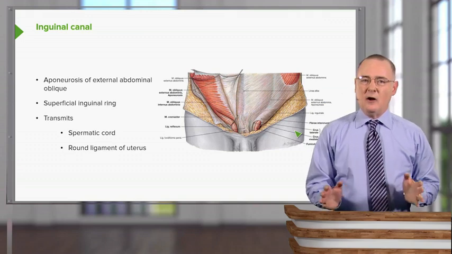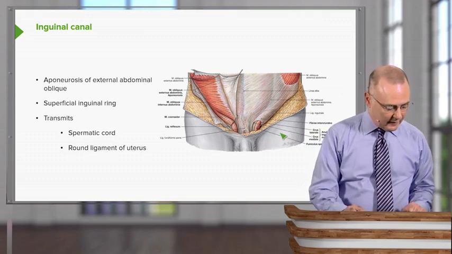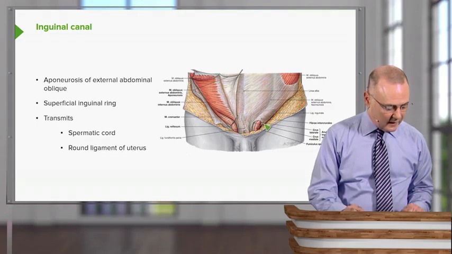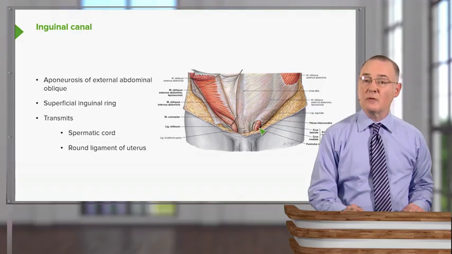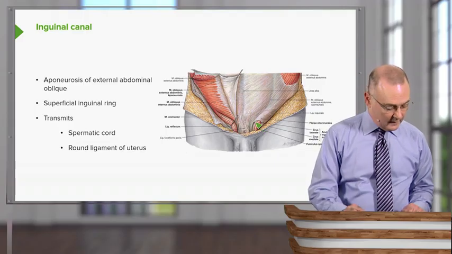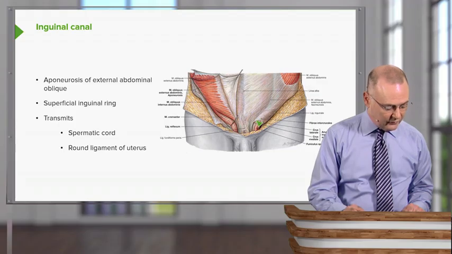The inguinal canal is an area shown deep to the aponeurosis of the external abdominal oblique here. It does form the inguinal ligament, which would be running right along here, coming from the anterior superior iliac spine down to attach to the pubic tubercle. This is the superficial inguinal ring, which is an opening within the aponeurosis of the external abdominal oblique.